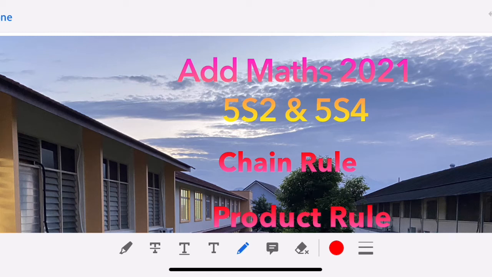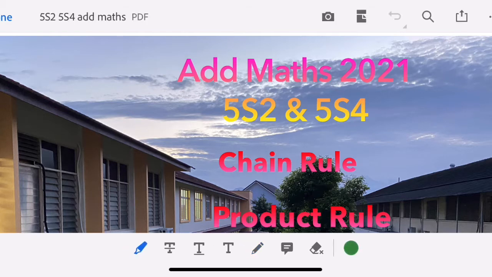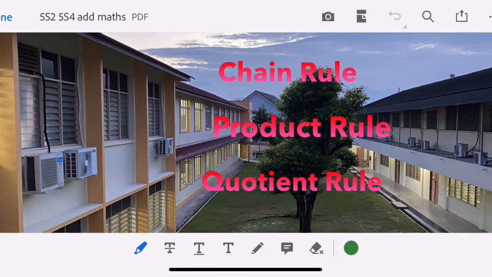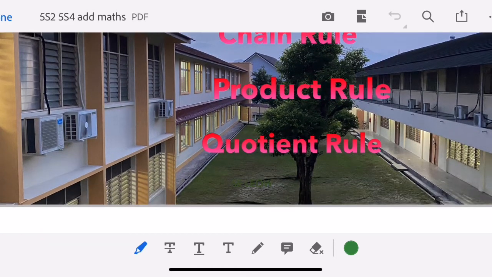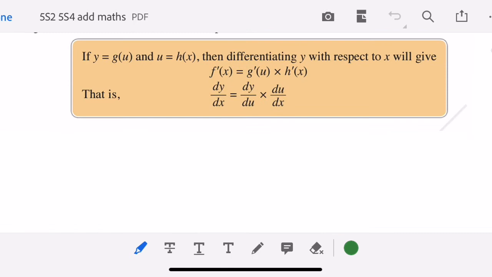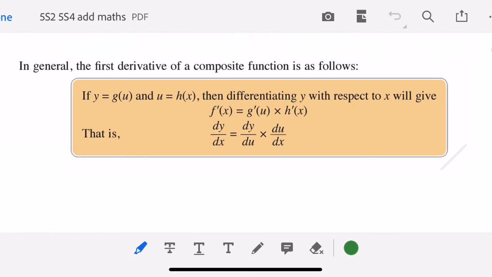To all the Form 5 students, especially my students from 5S2 and 5S4, today I will discuss differentiation skills, the exercise in the textbook for the chain rule, product rule, and quotient rule. So the first one is the chain rule.